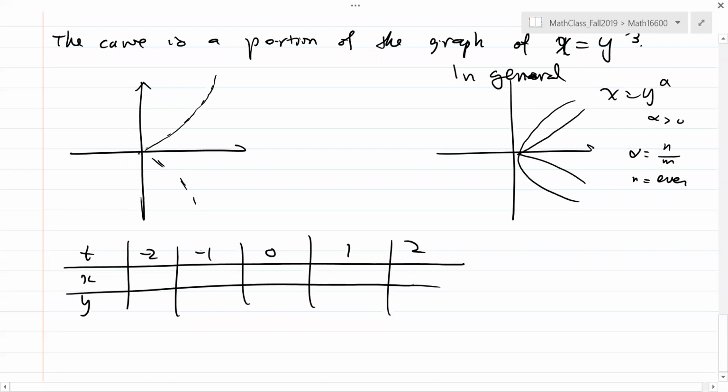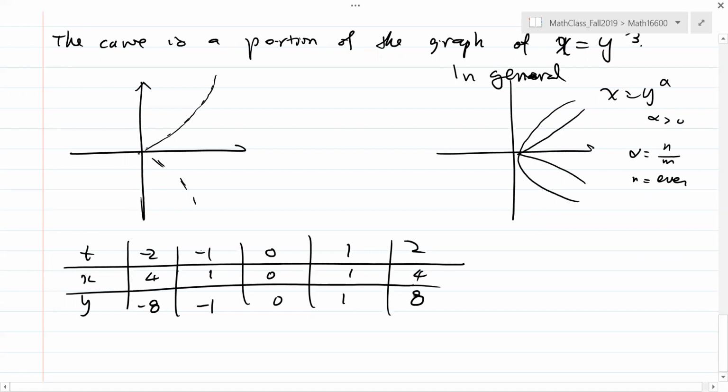So when t equals negative 2, x is going to be 4, and y is going to be negative 8. When t equals negative 1, x is positive 1, y should be negative 1, and 0, 0, and this side is always positive, it's symmetric. And here's 4, that's 8. All right, so now it's clear.